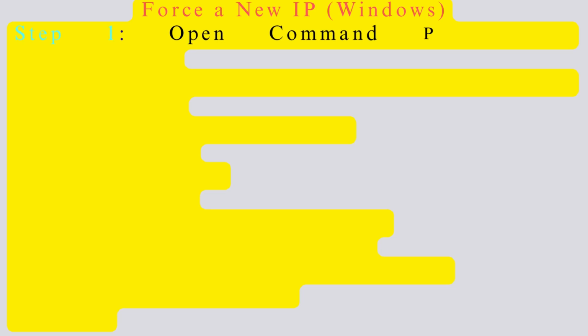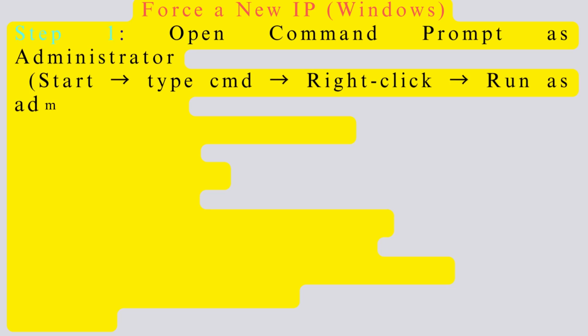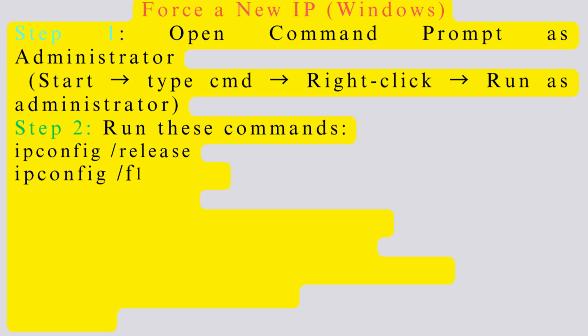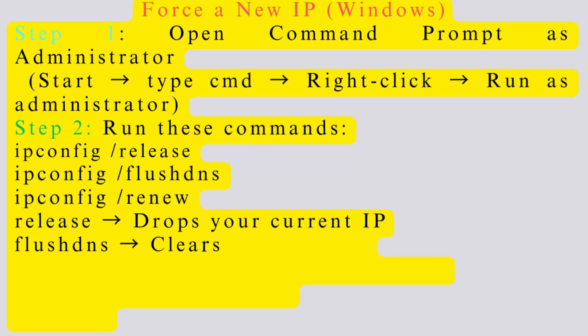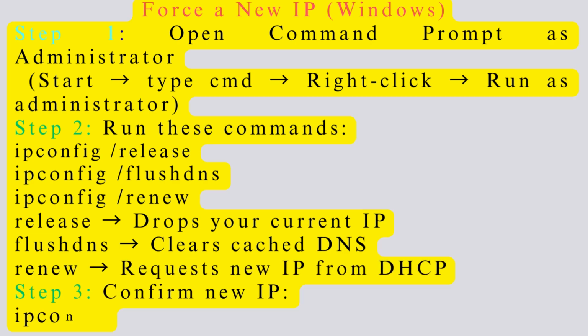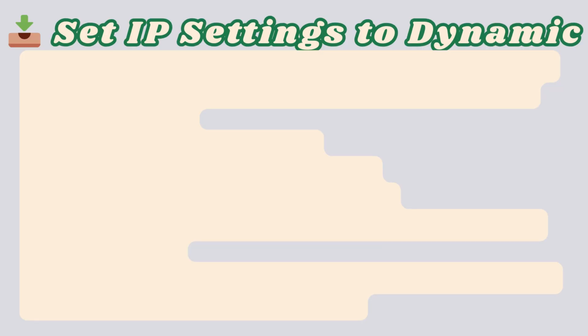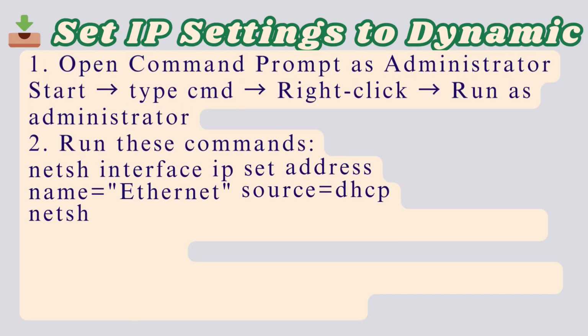Force a new IP via command line. Run these two commands to drop the current IP and get a new one. ipconfig /release. ipconfig /renew.